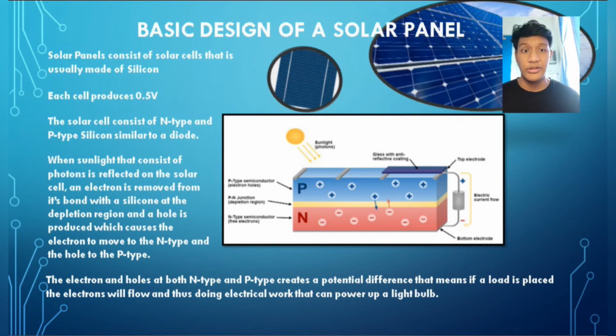When sunlight that consists of photons is reflected on the solar cell, an electron is removed from its bond with a silicon at the depletion region, and a hole is produced, which causes the electrons to move to the N-type and the holes to the P-type. The electrons and holes at both N-type and P-type create a potential difference. That means if a load is placed, the electrons will flow and thus do electrical work that can power up, for example, a light bulb.